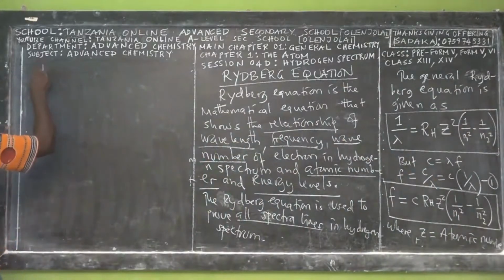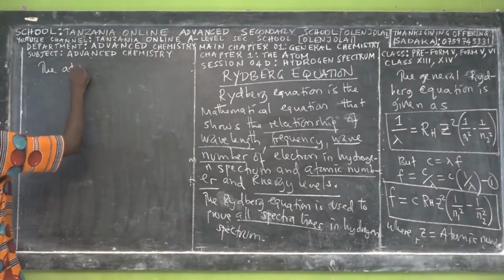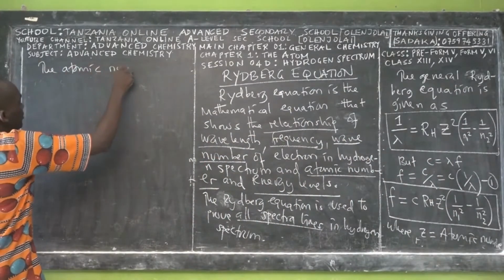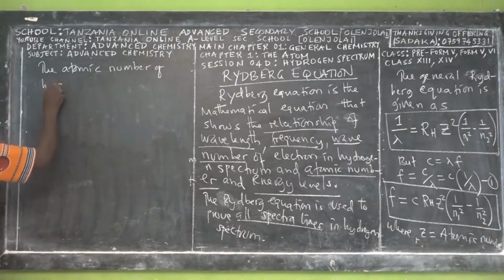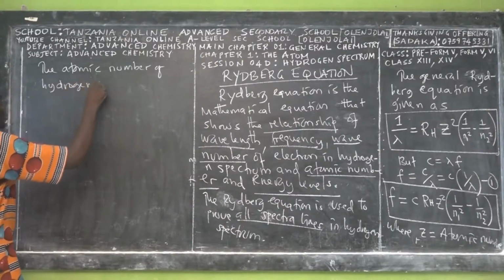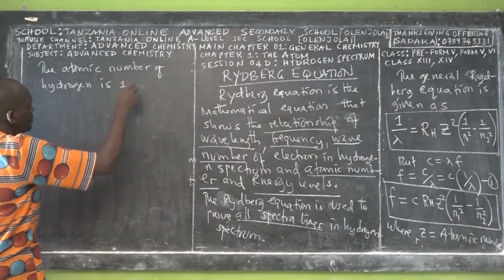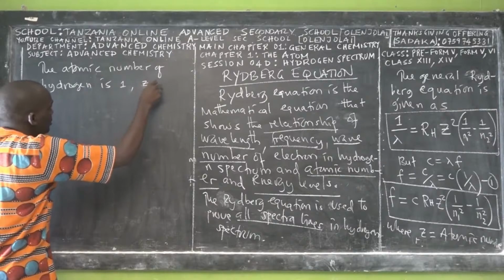The atomic number of hydrogen is 1. So therefore Z is equal to 1.